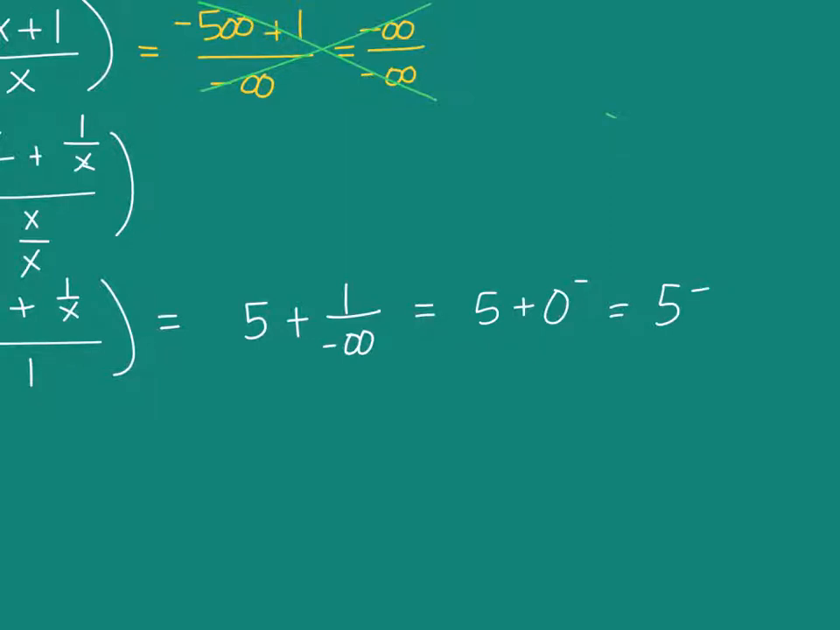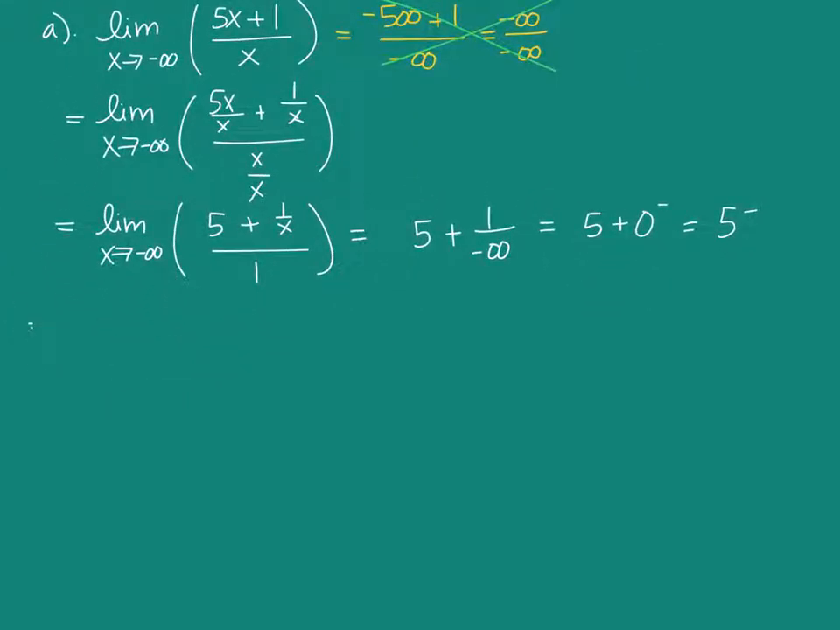It's 5 minus. 5 plus 0 minus, which is a negative number, means that you're a little bit smaller than 5. That means that you would be approaching this horizontal asymptote from the underside of 5. You're going to come up towards it from the bottom and level off at the number 5, but doing it from underneath. That's what that means graphically.